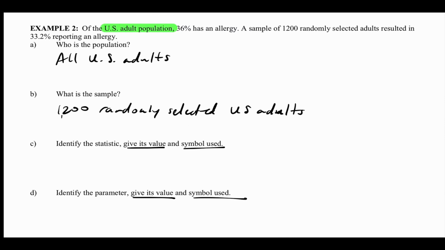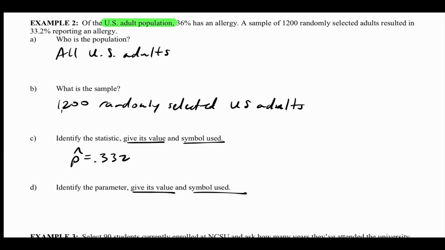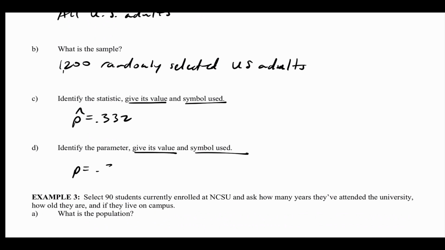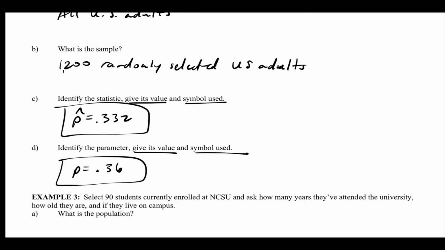Okay, so now we're talking numbers here. Identify the statistic, give its value and symbol used. Okay, so the statistic, we said the sample was the 1,200. So which number goes with the 1,200? 33.2, right? Again, it's 0.332. It's still a proportion. It's not an average. So what symbol goes with it? P hat. And then the other one, which is 36%, represents the population, the proportion of everybody who has an allergy of some sort.